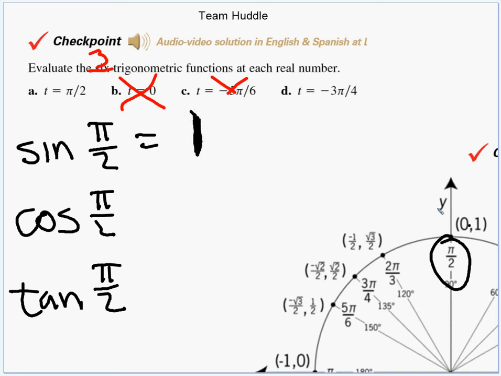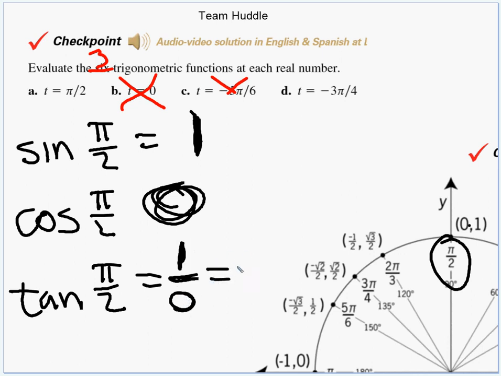Our cosine value is the x-coordinate. That's going to be a 0. And then tangent is sine divided by cos. Now, I've got sine as 1. Come on, pen. Sine is 1, cos is 0. Dividing into 0 is fine. Dividing by 0 is a no-no. So that is undefined. The tangent at pi over 2, if my pen works, is undefined. Undefined at pi over 2.